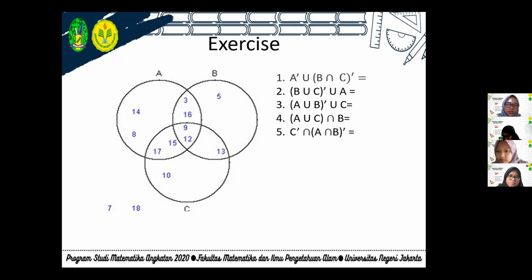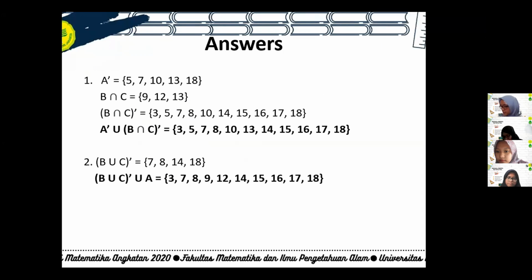Thank you to all the participants who already answered this question. These are the answers to all those questions. Number 1, the answer is 3, 5, 7, 8, 10, 13, 14, 15, 16, 17, and 18. The answer of number 2 is 3, 7, 8, 9, 12, 14, 15, 16, 17, and 18.